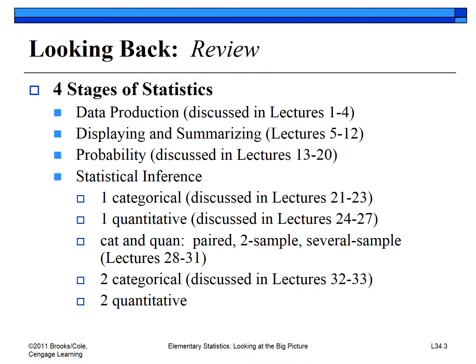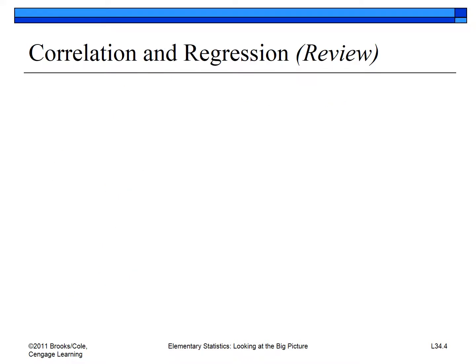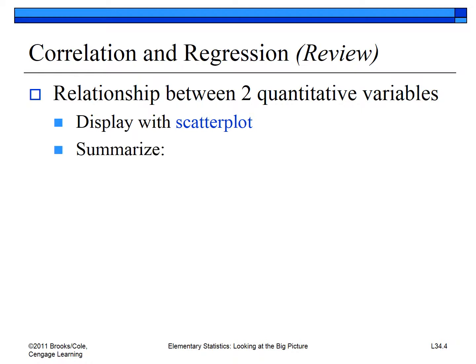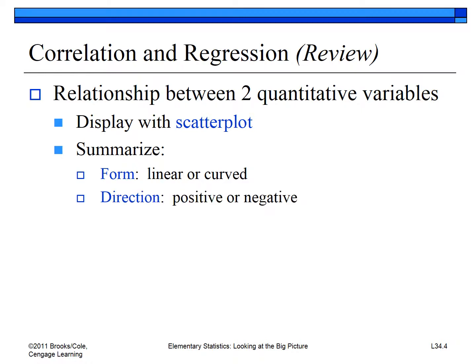In the 4 stages of statistics, we are now looking at statistical inference, relationships between two quantitative variables. Recall that when we're looking at a relationship between two quantitative variables, we'll display the relationship with a scatter plot. And we summarize the relationship in words: we'll talk about whether the shape is linear or curved. We'll talk about the direction being positive or negative.